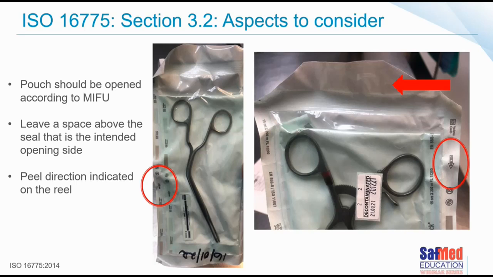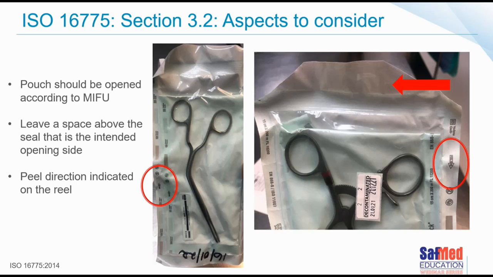I'm not sure if you've seen the peel direction before, but most of the sterile barrier systems that are available in South Africa, to the best of my knowledge, have got a peel direction arrow on them. So if you look at the image on the right, that'll open in the right direction, which is awesome. If you look at the image on the left, it's opening the wrong way.